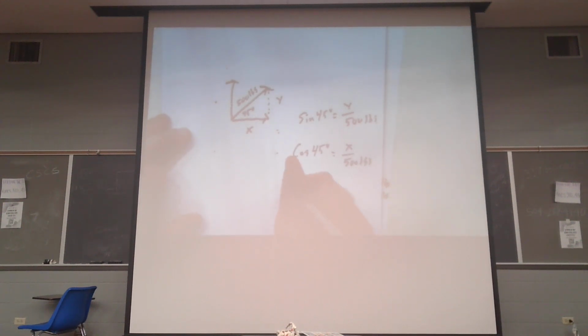Okay, what do I know? I know that my x is going to be positive. I know that my y is going to be positive, and I know that my x is going to be equal to my y. Cool.